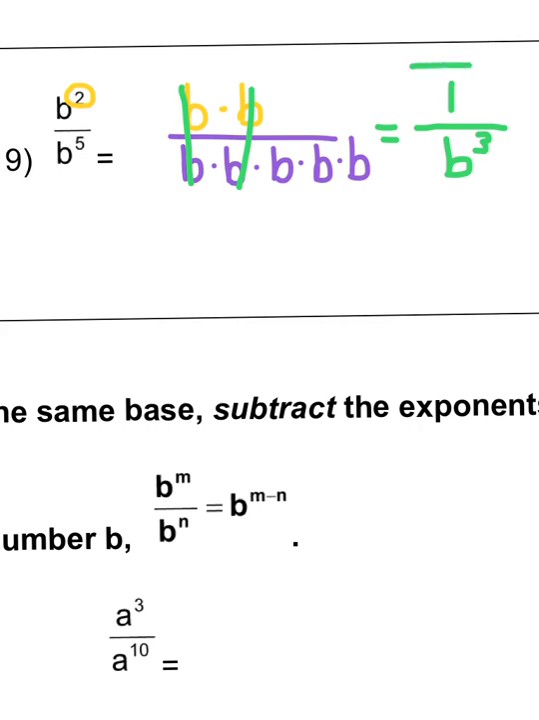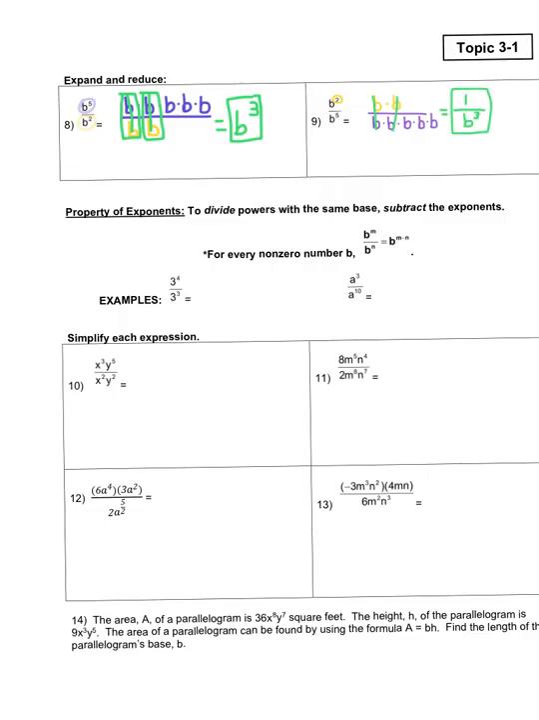Let's try to verbalize that into words so that you'll get a better understanding. In this property of exponents, to divide powers with the same base, you'll subtract the exponents. So when we're looking back at 8 and 9, notice that the higher exponent, b to the 5th power, was in the numerator. And so we ended up with b to the 3rd power. However, on number 9, the higher exponent was in the denominator.